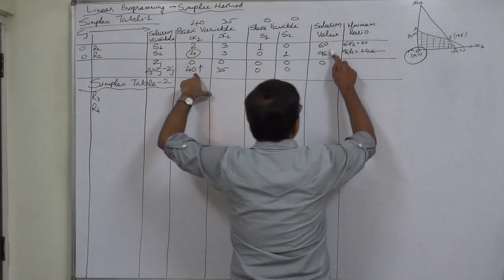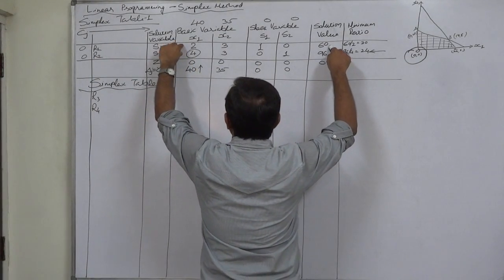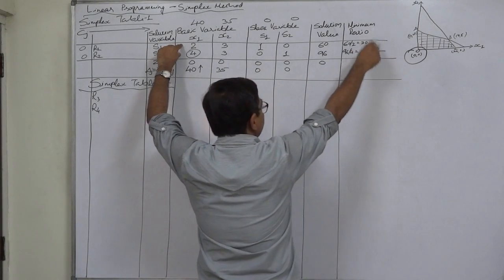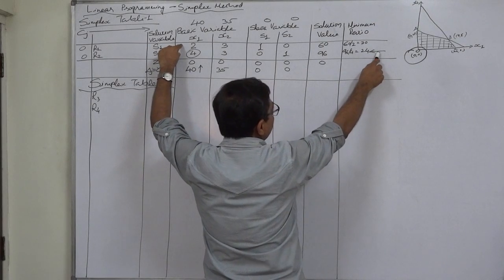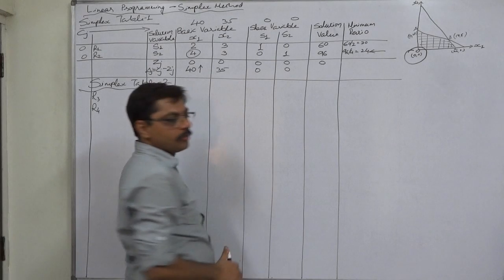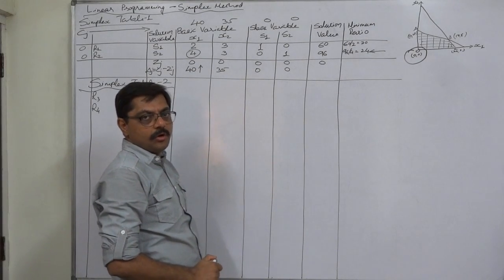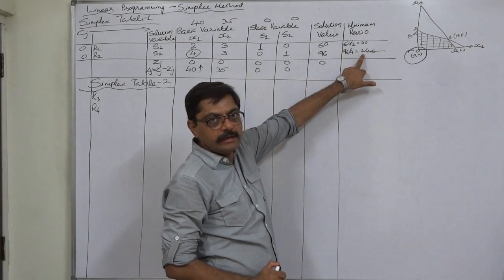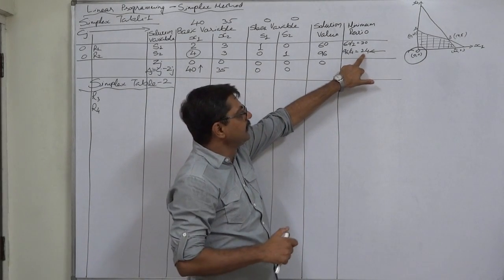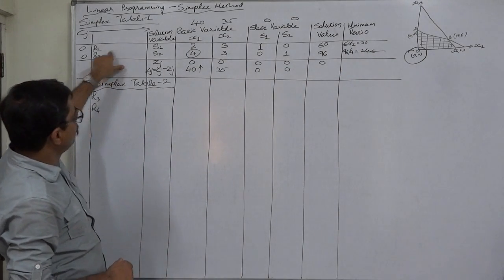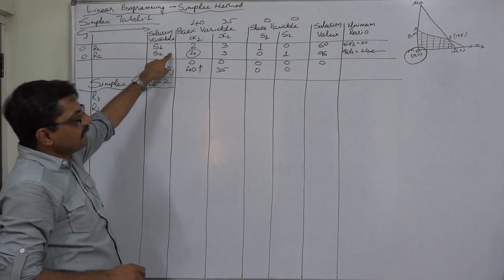Then the solution values are divided by the respective elements from the key column and the minimum ratio is calculated. As the name suggests, we have to select the minimum non-negative value. We are not going to select 0 or a negative value. Out of these two, we select the minimum. So R2, the row with S2, became the key row.